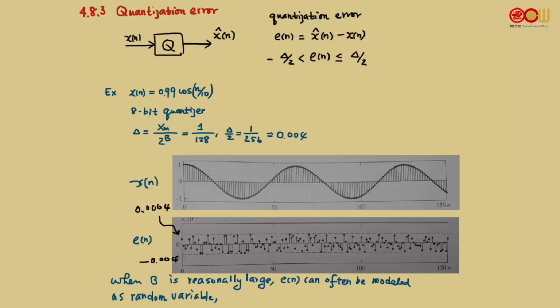When b is reasonably large, for example, b equal to 7, 8, or more, the quantization error can often be modeled as a random variable that is uniformly distributed from minus delta over 2 to delta over 2 and uncorrelated with x.